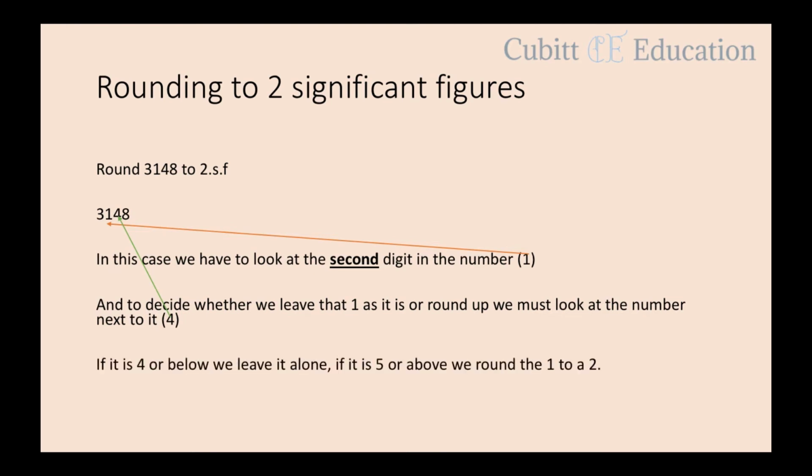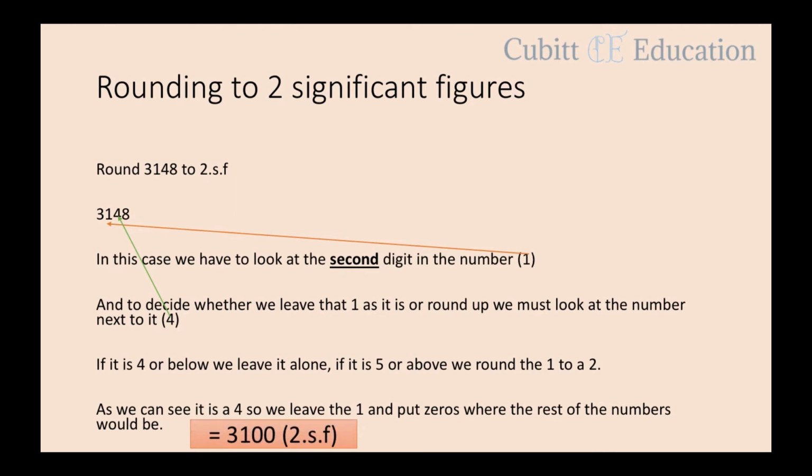If the 4 is a 4 or below, we leave it alone. If it's 5 or above, then we'd need to change the 1 to a 2. So just bear in mind, we don't change the number we're looking at. We'll change the number that's going to be our second significant figure, which is the 1. So the 4 means that the 1 will stay the same. So our answer is just going to be 3, 1, and then 0, 0. So we need two numbers, and then the rest will be zeros.